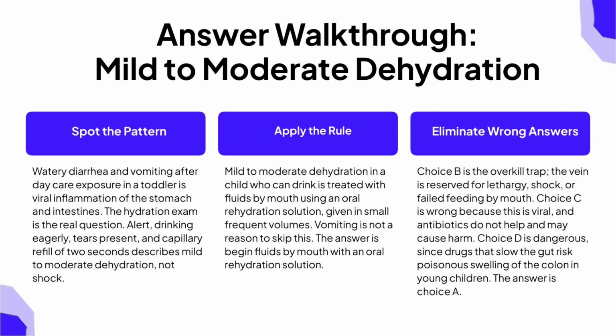Step 3. Eliminate the wrong answers. Choice B, a line and fluids through the vein, is the classic overkill trap. The vein is reserved for the lethargic child, the child in shock, or failed feeding by mouth. Choice C, stool culture and antibiotics, is wrong because this is viral. Antibiotics do not help, and in certain bacterial infections, they raise the risk of a dangerous kidney complication. Choice D, loperamide, is dangerous. Medicines that slow the gut in young children risk poisonous swelling of the colon.